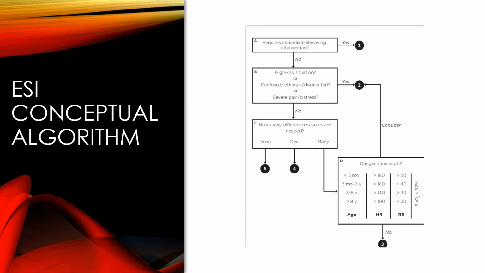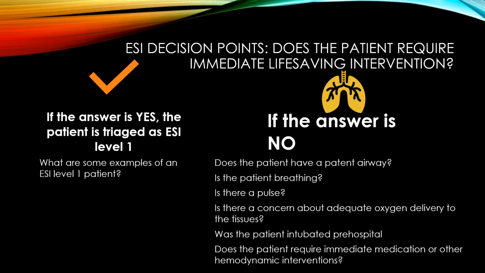The triage nurse will be able to triage patients rapidly and accurately into one of the 5 defined and mutually exclusive levels, when he or she is fully oriented to the algorithm. So our first decision point on the ESI decisions will be, does the patient require immediate life-saving intervention? If the patient is in need of a life-saving intervention, they are triaged as an ESI level 1 and a team response is initiated with immediate physician involvement.